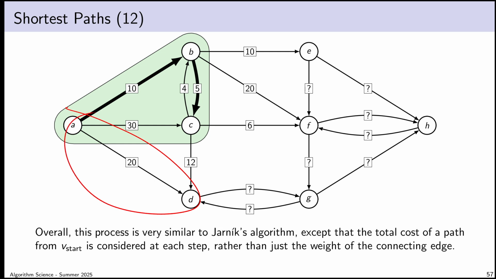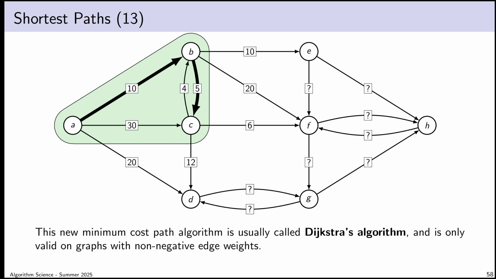The difference between Jarnik's algorithm and this one is, with Jarnik's algorithm, all I care about is the weight of the edge that I'm bringing in. I just bring in the lowest cost edge attached to my current tree. With this algorithm, I'm not considering just the weight of that edge, but the total cost of travel from my source vertex to the destination. So instead of just considering the number 6, I'm considering the number 15 plus 6, the cost of travel to C plus the cost of taking the edge itself. Otherwise, I'm pretty much looking at Jarnik's algorithm. The resulting algorithm, the minimum cost path extension of Jarnik's algorithm, is called Dijkstra's algorithm.